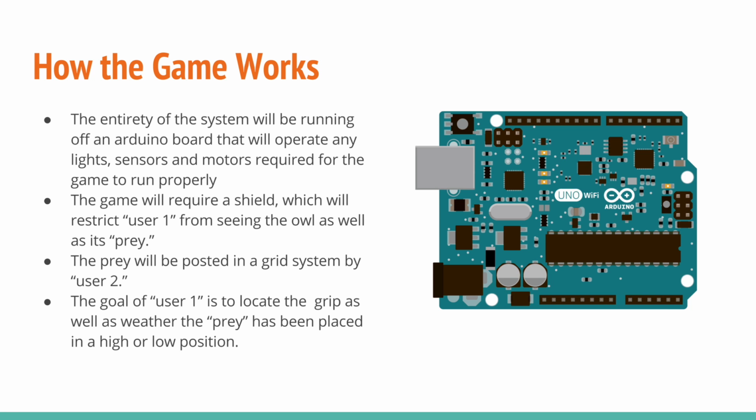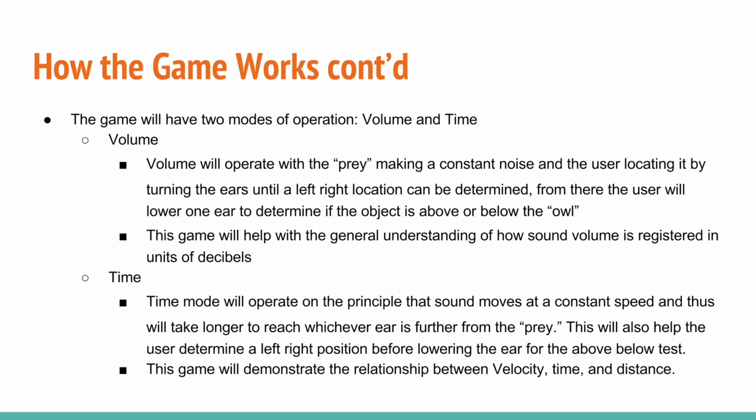The game will have two modes of operation, one for volume and one for time. The volume mode of operation will use the prey making a constant noise so that the user can find the prey using the servos within the ears. This game will teach the general understanding of how sound is measured through the units of decibels. The time mode of the game will operate under the principle that sound moves at a constant speed and thus will take longer to reach whichever ear is furthest from the prey. Using the same servo mechanism as the first game, the ears will be adjusted left and right as described earlier. This game will demonstrate the relationship between velocity, time, and distance.